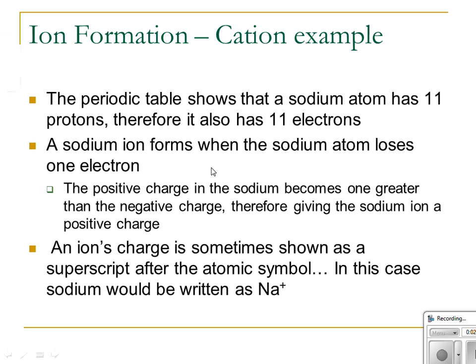Anyways, the sodium atom right here has 11 protons and therefore also has 11 electrons. A sodium ion forms when the sodium atom loses one electron. Now the positive charge in the sodium becomes 1 greater than the negative charge, therefore giving the sodium ion a positive charge. An ion's charge is sometimes shown as a superscript after the atomic symbol, and in this case the sodium would be written as Na+, or sometimes Na1+.